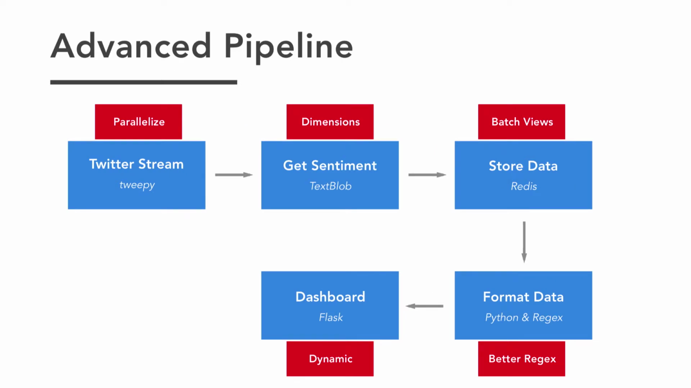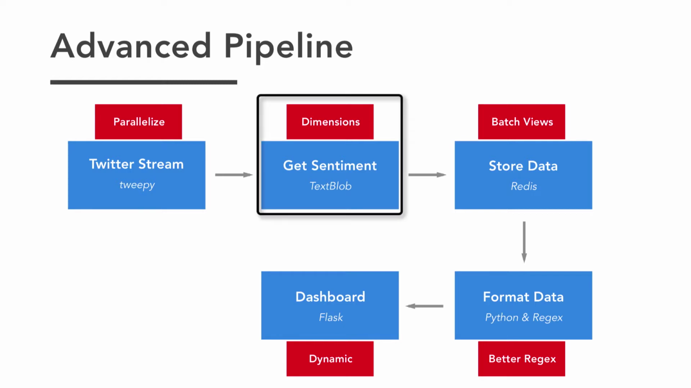Here's a look at a more advanced pipeline. To start off, we would want to parallelize reading the Twitter stream. It would make sense to have separate instances of the stream for each brand we want to monitor. We only associated one word with each brand in our example, but in a real-world scenario, there would probably be multiple words that we would want to examine. It would be best to separate them out into different services.